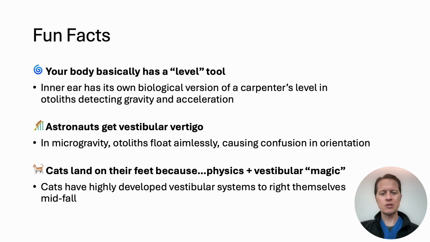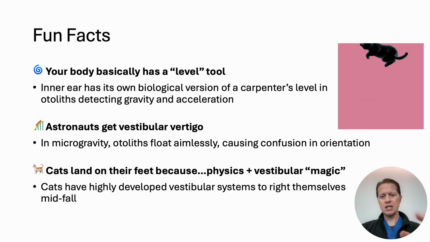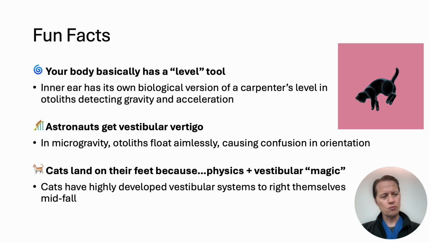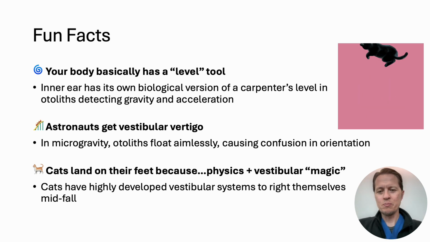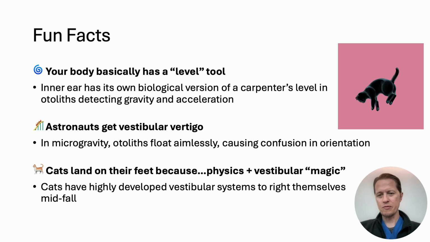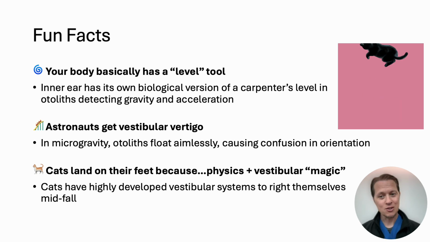And the last thing, which I think is so cool, if you've ever seen cats falling backwards, they end up righting themselves every time. It's not magic, it's vestibular magic, the ability to spin around. They have really highly developed vestibular systems, so they are much better equipped to right themselves from a fall than humans are, which is why cats are very cool.